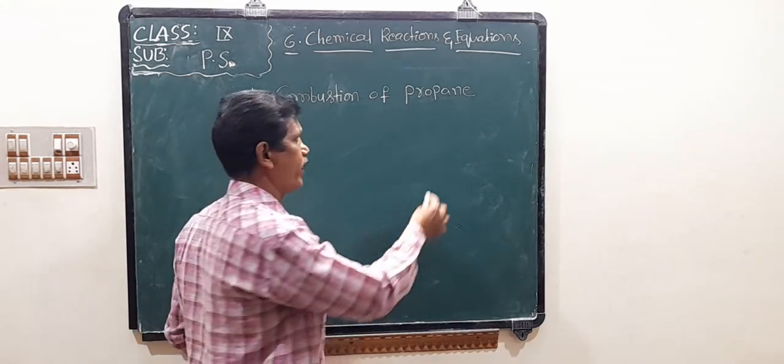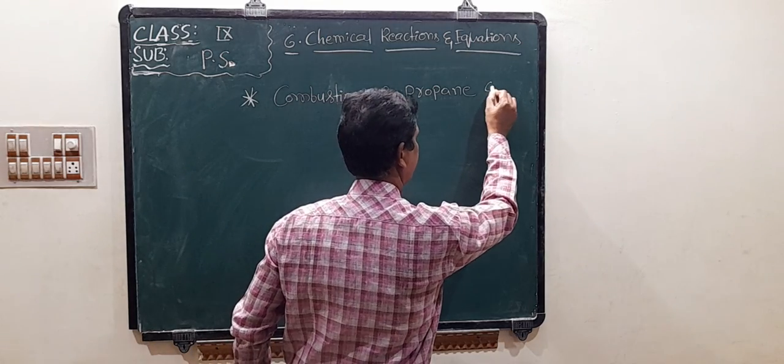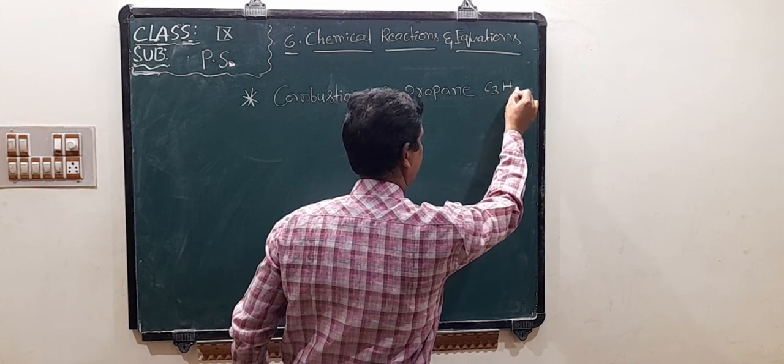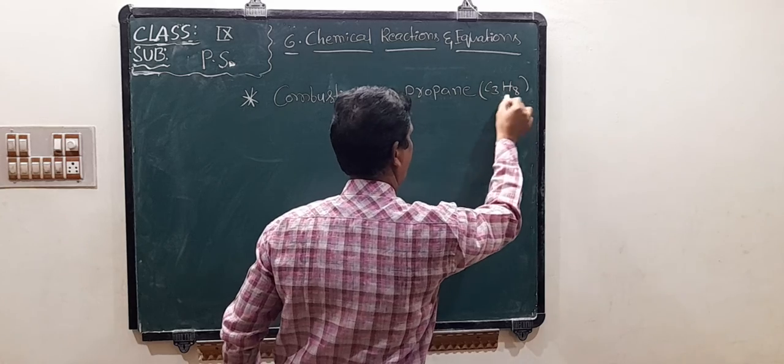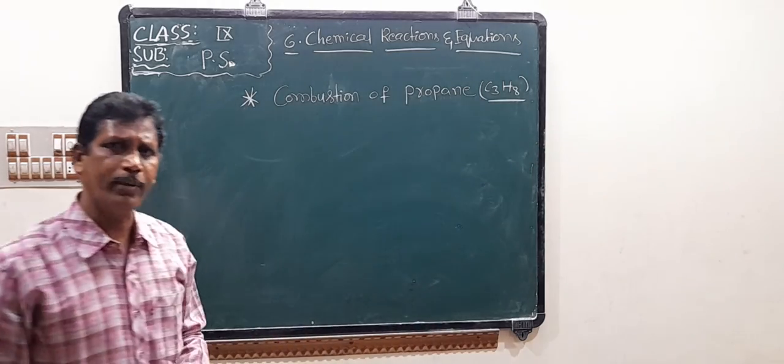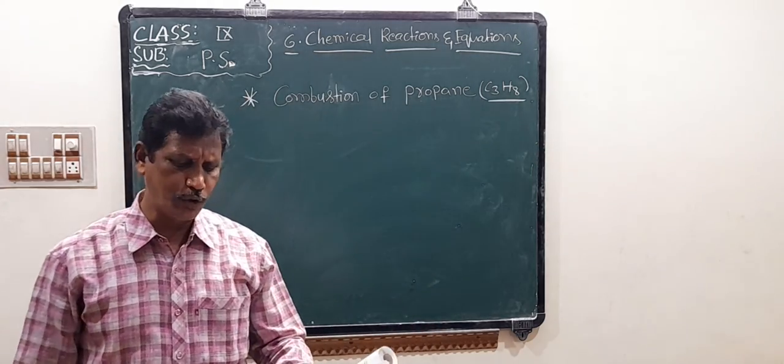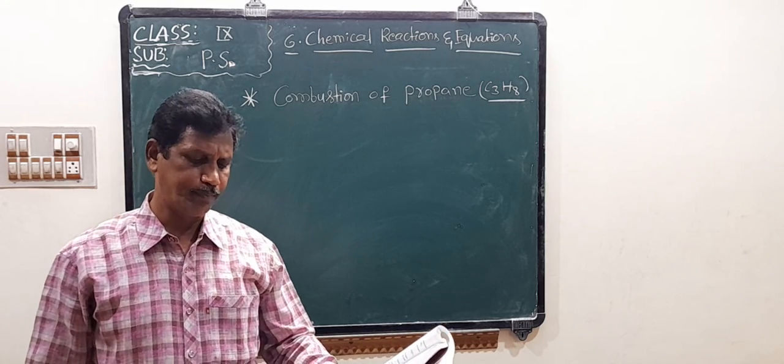In this lesson, we discuss the combustion of propane. The formula of propane is C3H8. Combustion of propane. All of you students take your textbook page number 93.